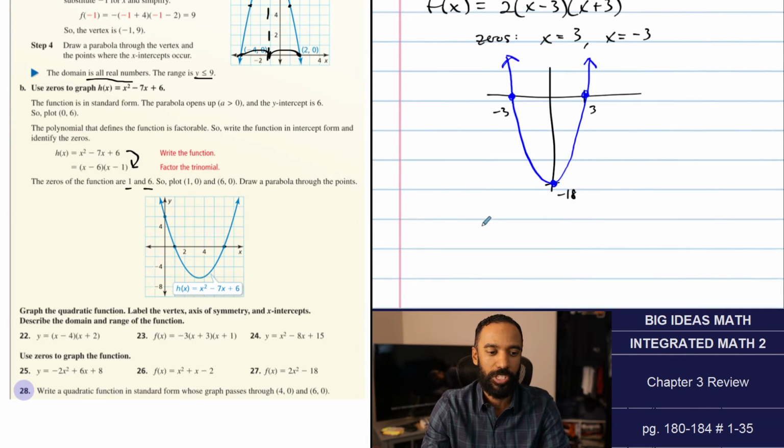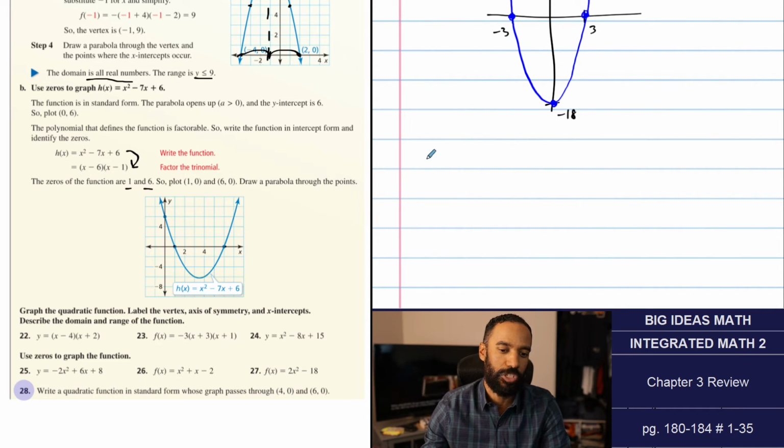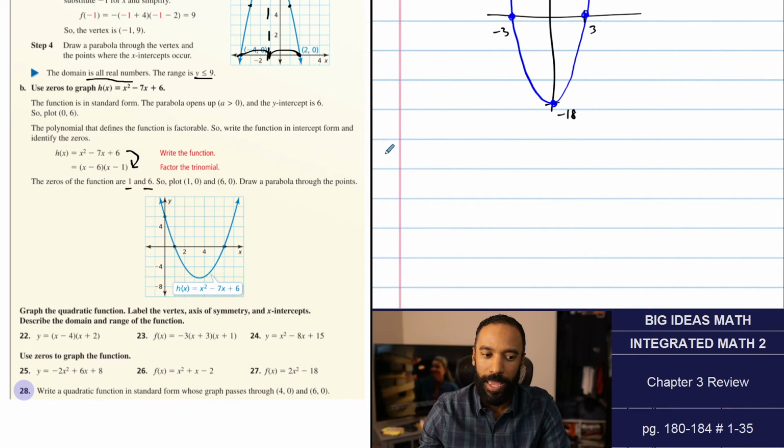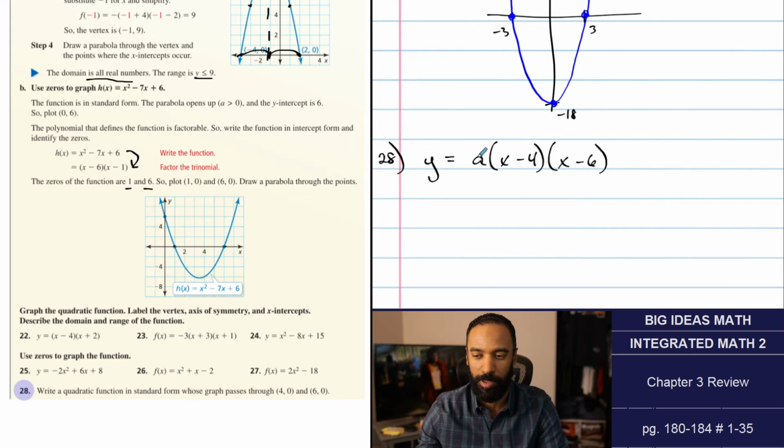Number 28, last one in this section on 3.5. Write a quadratic function in standard form whose graph passes through (4, 0) and (6, 0). Now, it says write a quadratic function. It is open-ended, which means that we can do more than one because it all depends on a. Now, a is not any one known number, but because (4, 0) is used, we can have x minus 4 as a factor. Because (6, 0) is used, x minus 6 can be a factor.